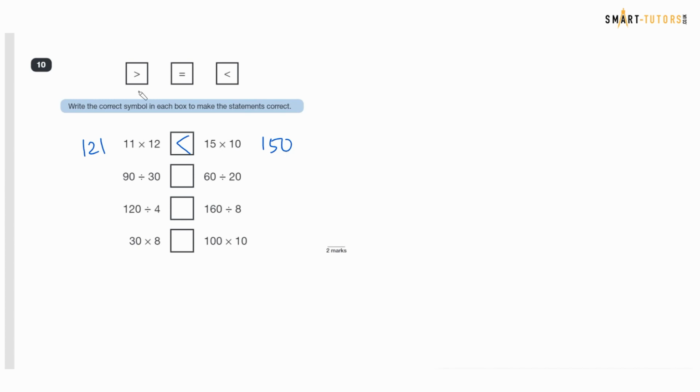The next one is 90 divided by 30 and 60 divided by 20. 90 divided by 30 is 3 and so is 60 divided by 20. So they are equal.